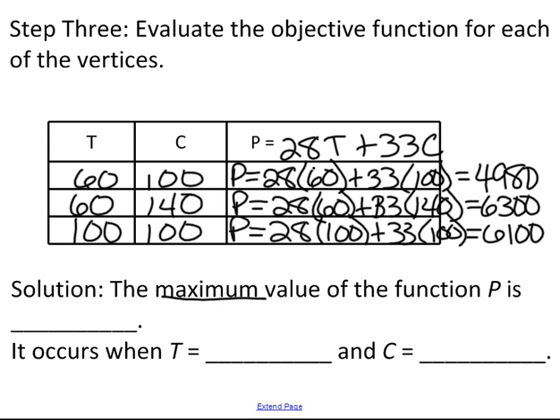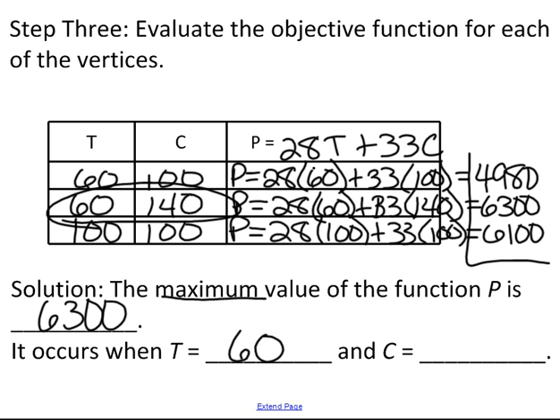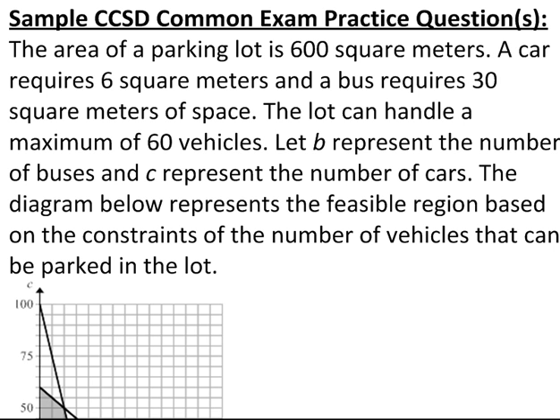We want a maximum. We want to maximize our profit. We always want more profit, not less. So the largest number over here is 6,300. And the point that got us there, 60 tape players and 140 CD players. So there you go. I think I managed to do this one in 13 minutes, not 16, which is kind of a bonus.